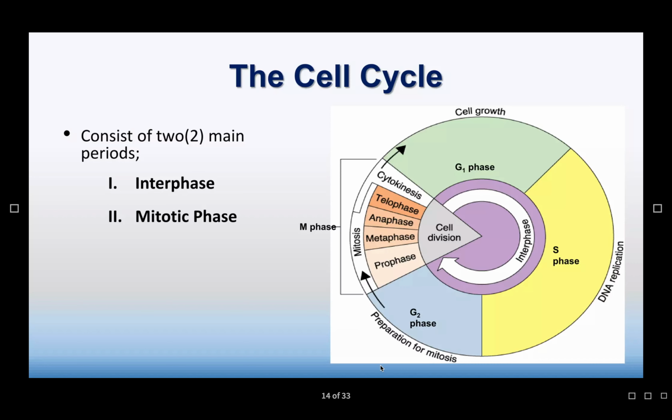The interphase consists of three different phases. The first one is G1, the second one is the S phase, and the third one is G2, as you can see on my screen. Cells spend most of their lifetime in interphase, and the biggest part of interphase is G1. You may say S looks bigger, but it is G1 that is the phase in which the cell spends most of its time.